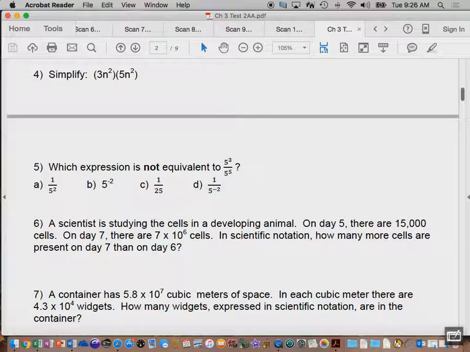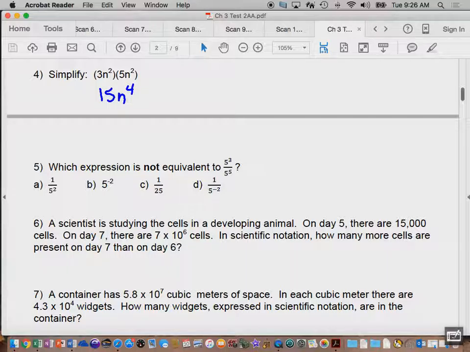Now, number 4, this is pretty routine because we used to do tons of questions like this earlier in the year. And to me, when I put a question like this on the test, this is meant to be a present. Yeah, it's really meant to be easy. Multiply coefficients, add exponents. Notice you're not adding here, you're multiplying the two. So 3 times 5 is 15, add exponents, n to the 4th.